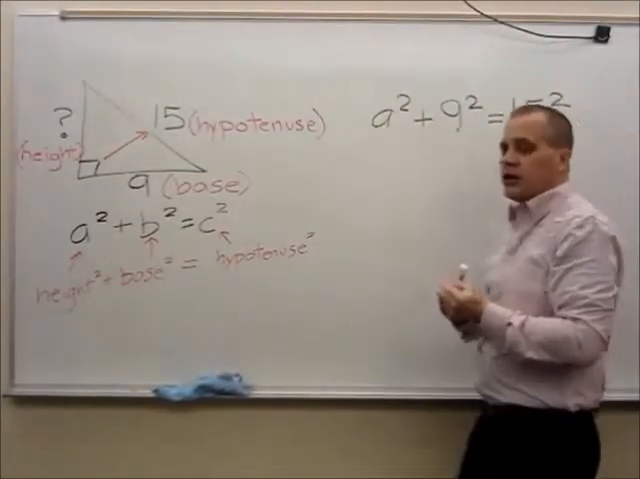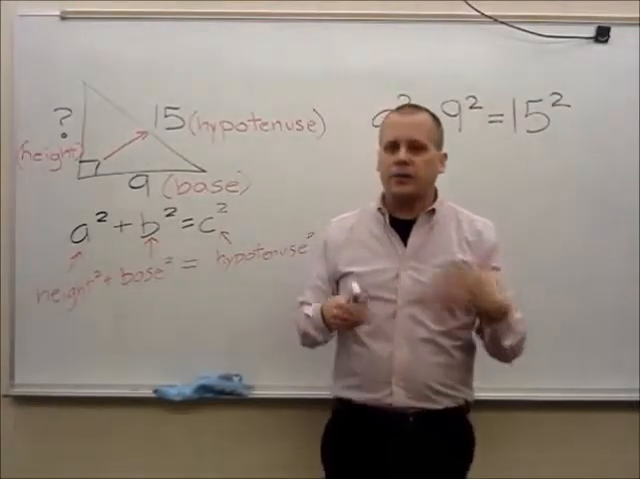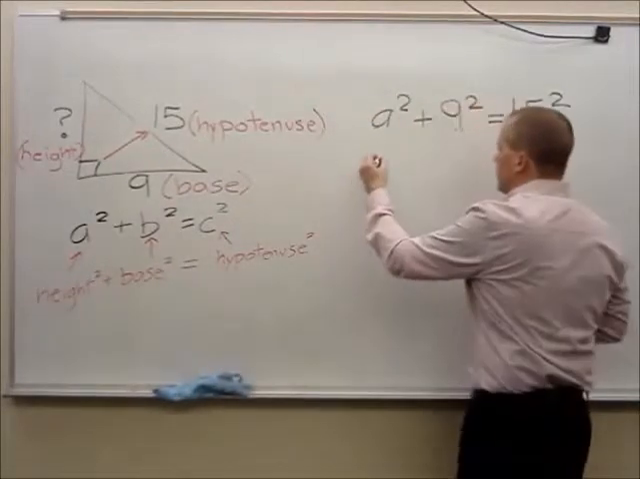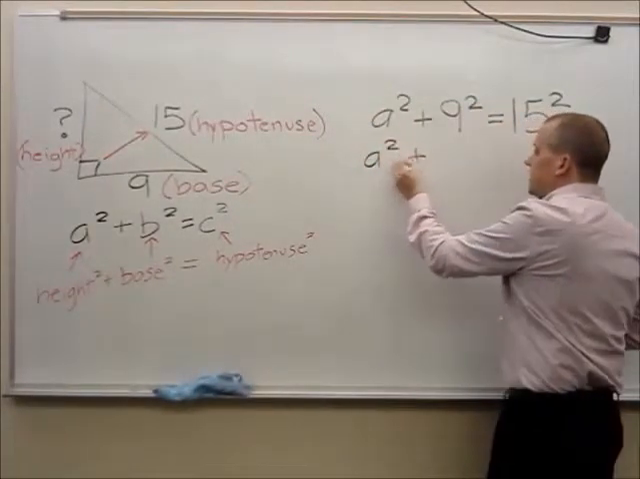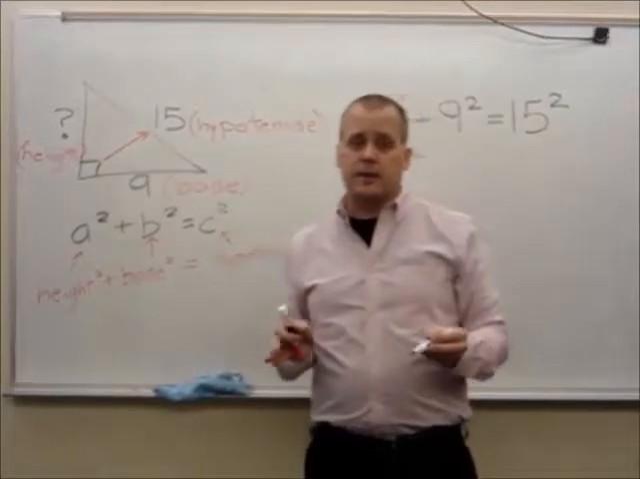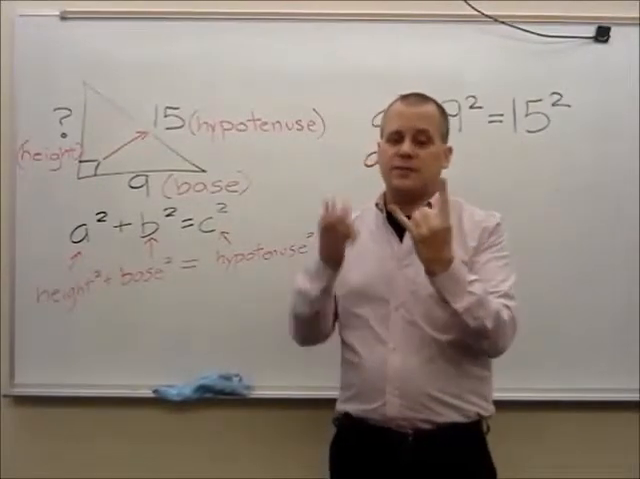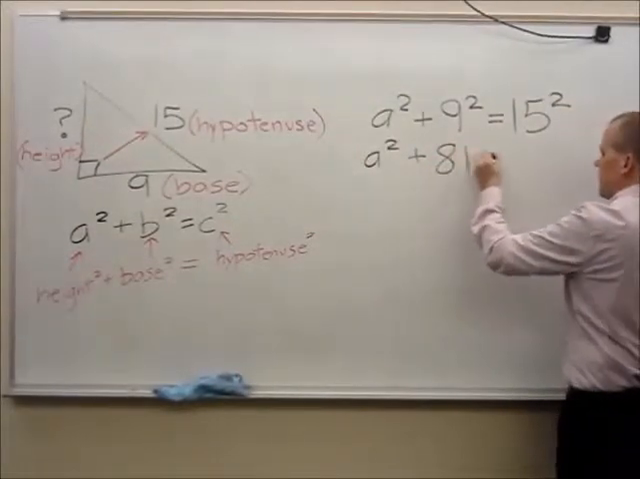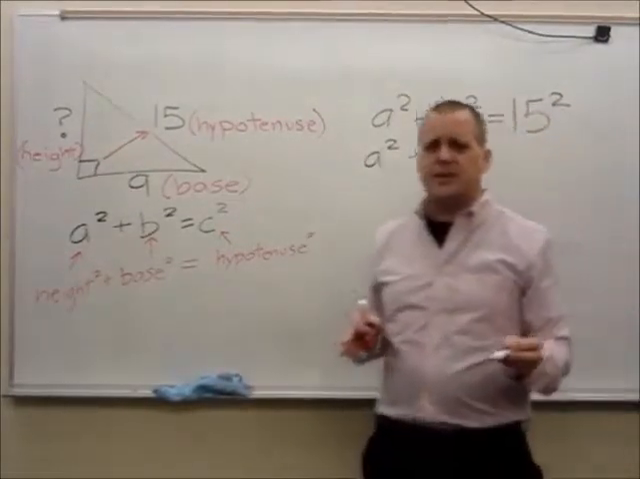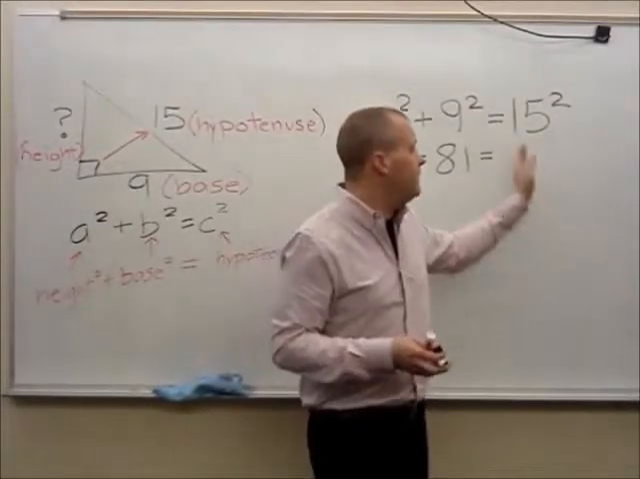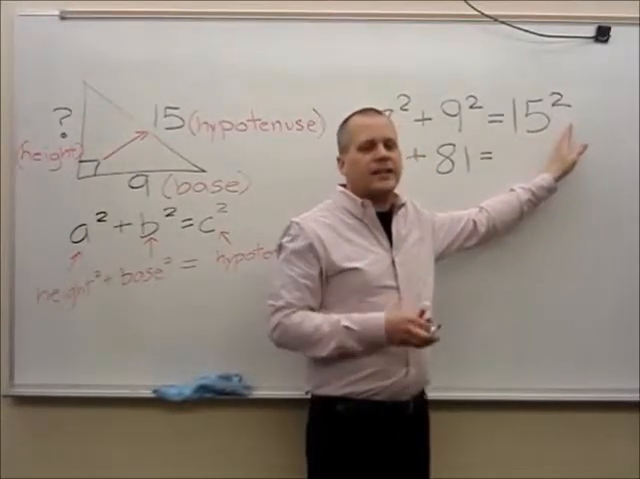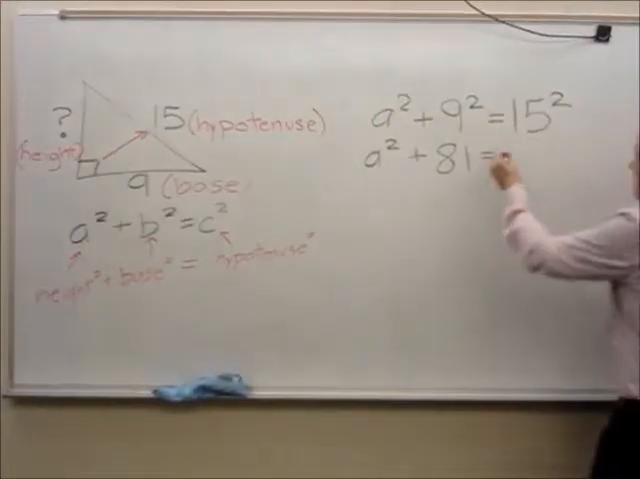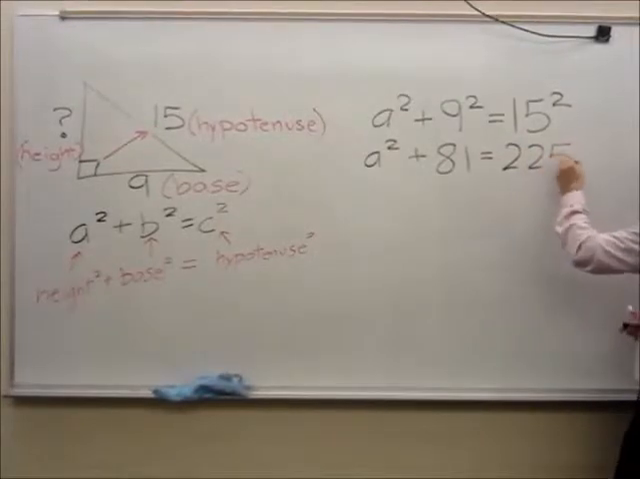So, as I start going through this, I'm going to start doing some calculations. A squared, I can't do anything with A squared. But I do know 9 times 9. I have two sets of 9. 9 times 9 is 81. And then last but not least, 15 times 15. It's not 15 times 2. A lot of kids will think that way. It's 15 times 15. 15 times 15 is 225.